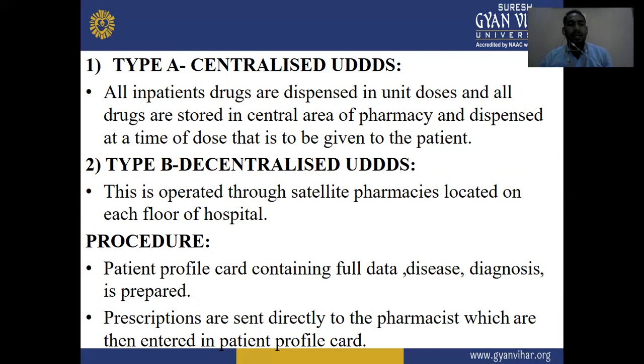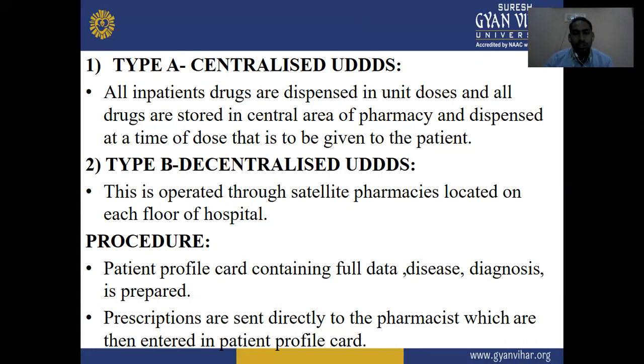The second one is type B, the decentralized unit dose drug dispensing system. This is operated through satellite pharmacies located on each floor of the hospital. These are the type B decentralized unit dose drug distribution system.